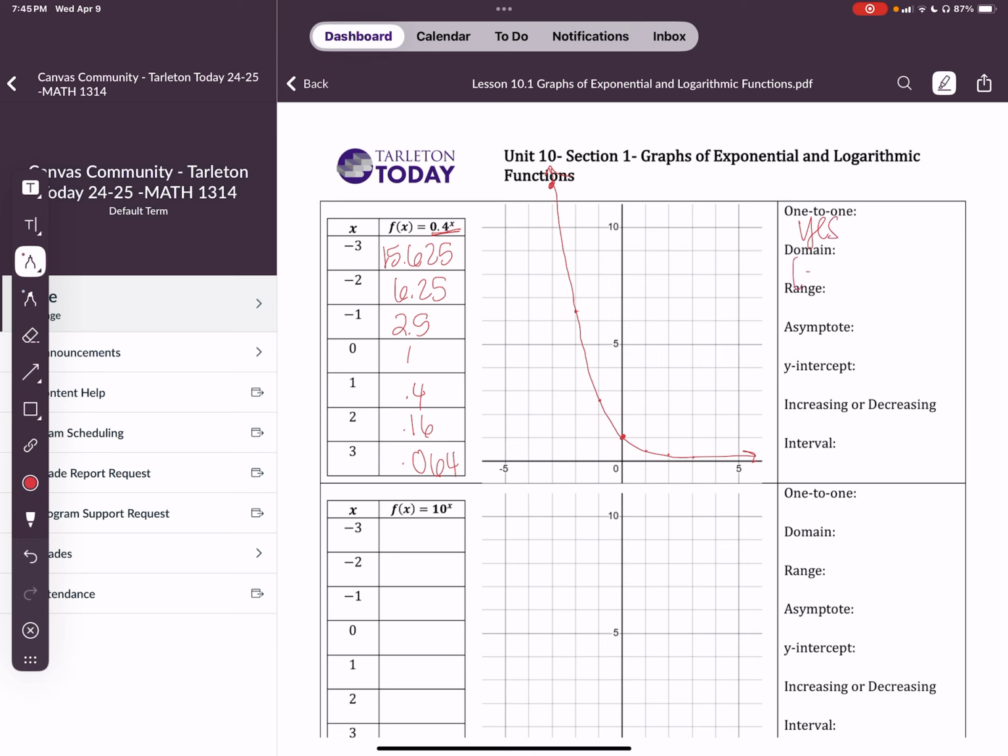The domain would be the same, negative infinity to positive infinity. The range is 0 to positive infinity. It's got a horizontal asymptote at y equals 0. The y-intercept here is (0, 1). This one is decreasing, and it is decreasing on the interval negative infinity to positive infinity. Okay. All right.